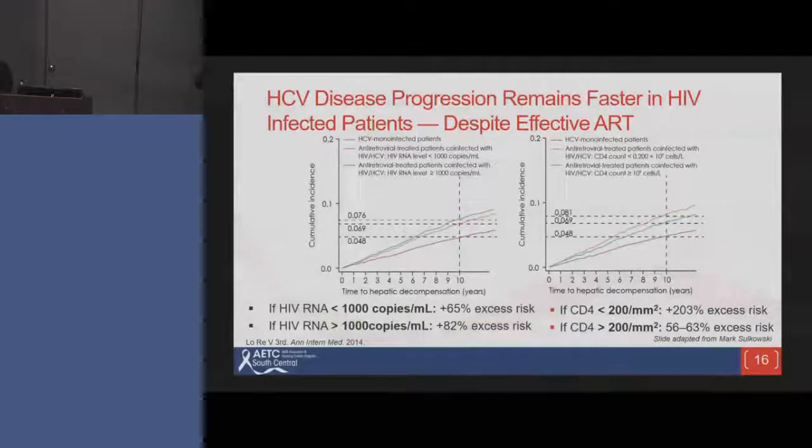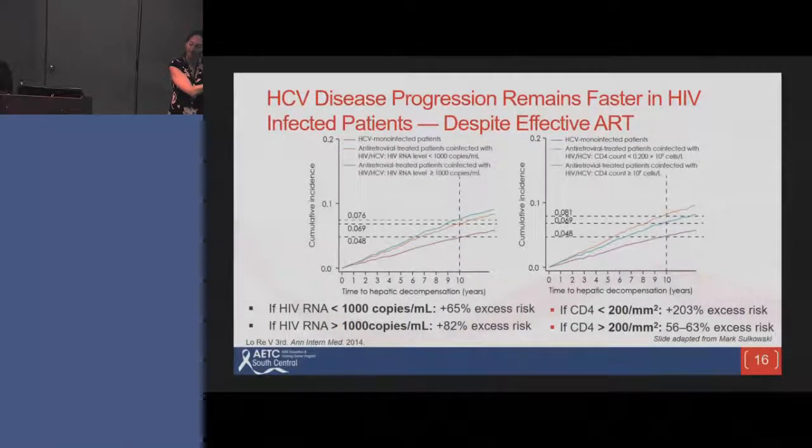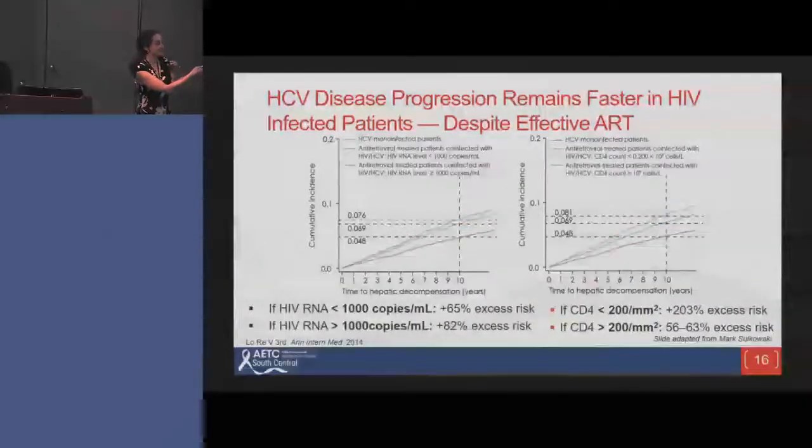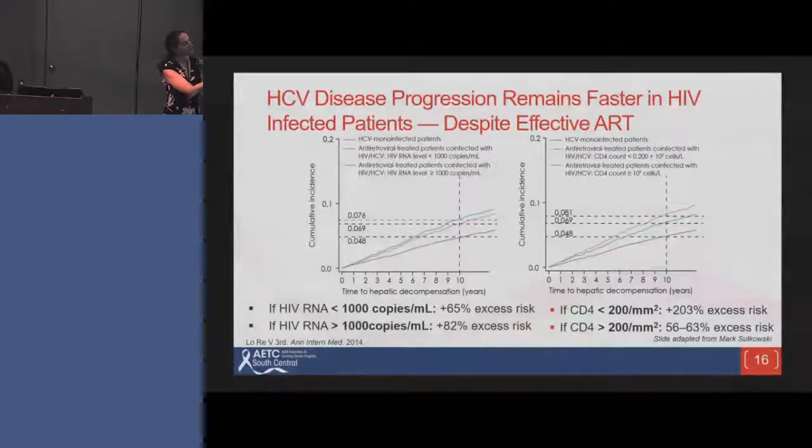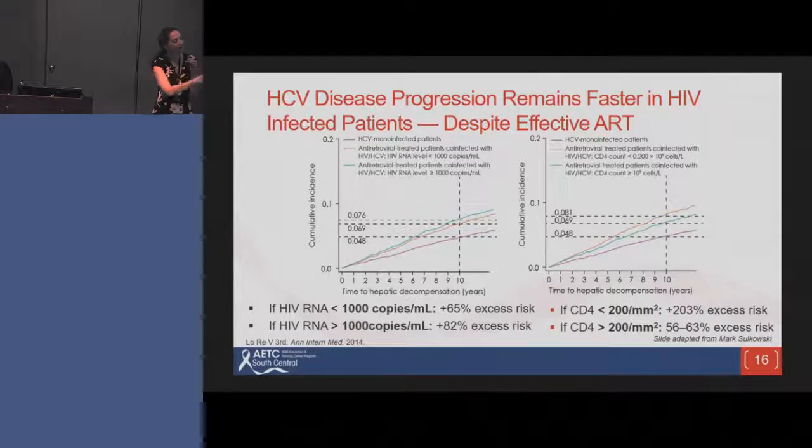And you can see that even with aviremic people, they have a 65% increased risk of decompensating from hepatitis C at any given time after diagnosis compared to the hepatitis C mono-infected people. And the rate is even higher, 82%, in people who are viremic.